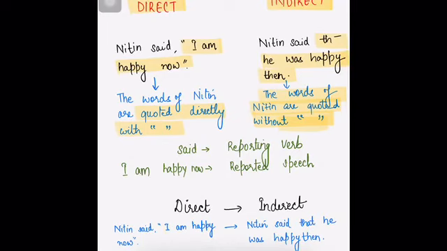Okay, so now look here. This said, that is the verb which is outside the inverted commas, is called the reporting verb, and the part of the sentence which is inside the inverted commas is known as the reported speech. So anything which is inside the inverted commas or quotation marks will be called reported speech.